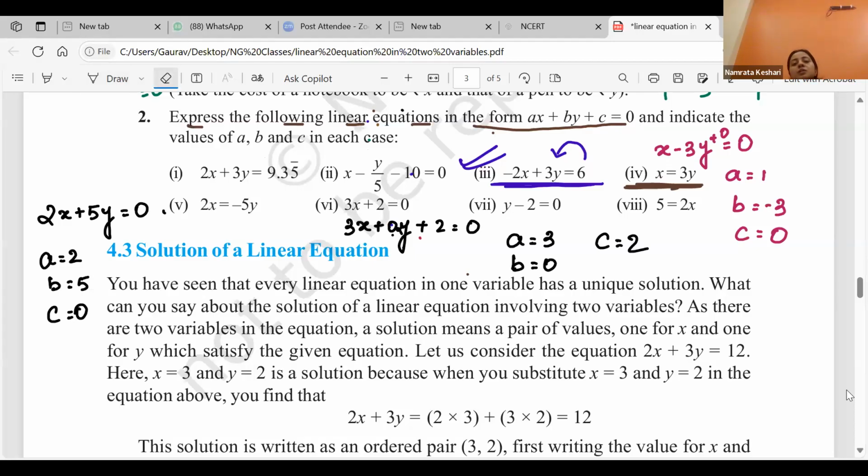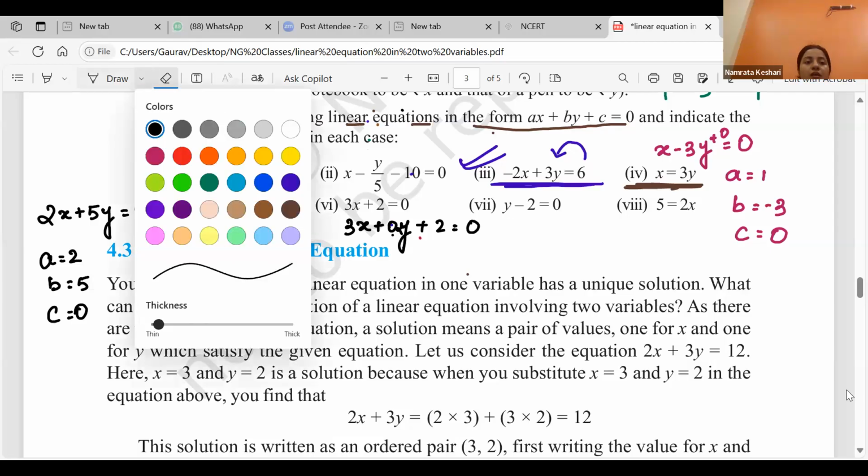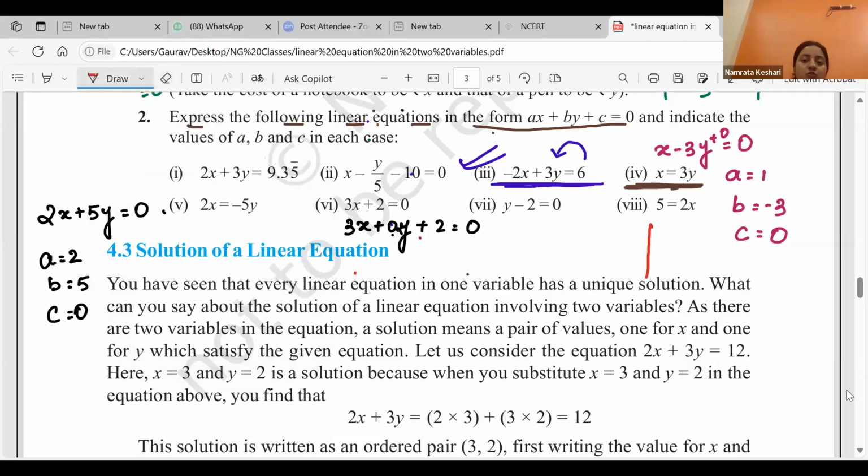The remaining ones, number 7, number 8. Y minus 2 is there. You can say x is 0. The coefficient of x is 0 over here. You can write 0 into x over there. The next one, 5 equals 2x is written. There are two ways to handle this type of situation. Either you take 2x to this side and you will have -2x plus 5, which becomes exactly like question number 6, for which Vaiga has given the answer. Exactly, it became like that one, right?